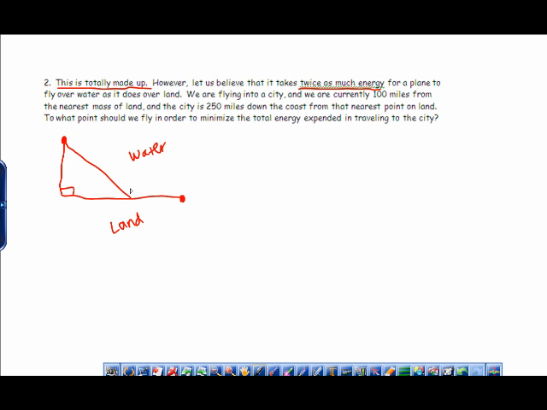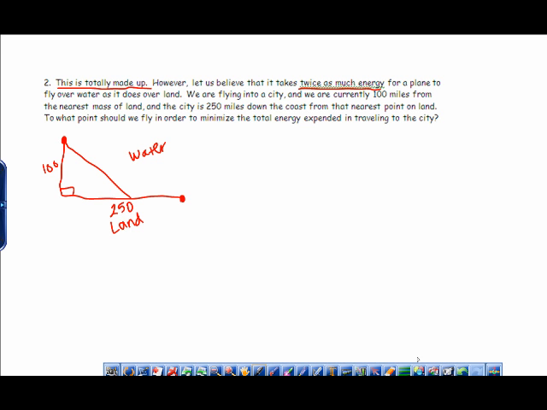Now, remember that when we did these problems before, and we did do them before, we did a beach problem, we did a bird problem, they're going to give you some information. So like they tell us that this is 100. Okay, from where we start, we're 100 miles from land. They're also going to give you this total land distance, which is going to be 250.